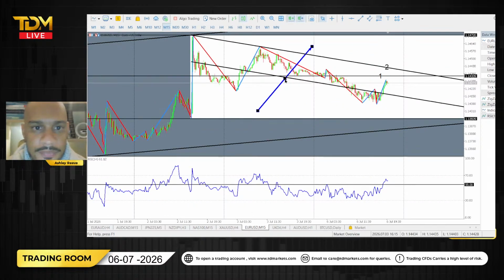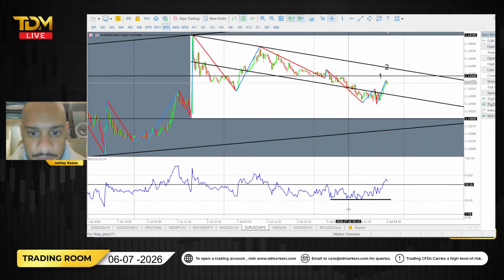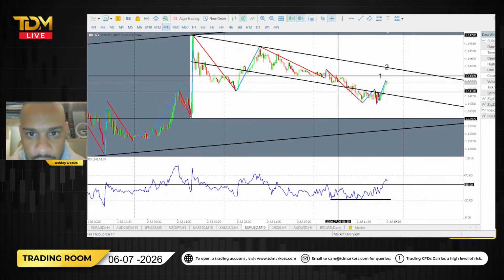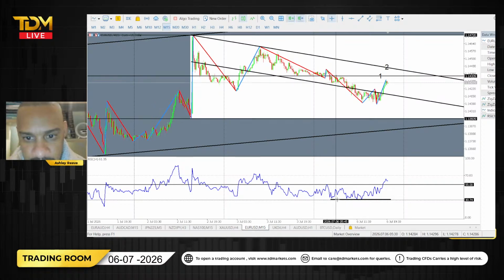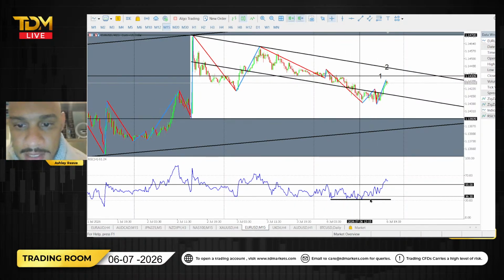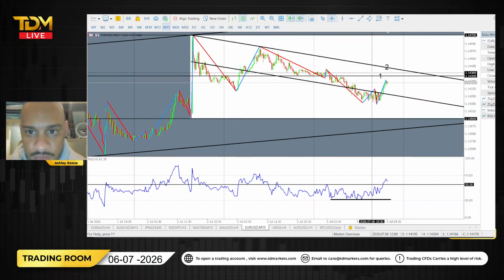Let me actually do it like this. Do you see this here? Look at this area over here. Here you have price finding support. Now, this area here and this area here don't look the same. Are we together? Here you have price coming down, but here it's diverting horizontally to the side. So this is divergence over here.